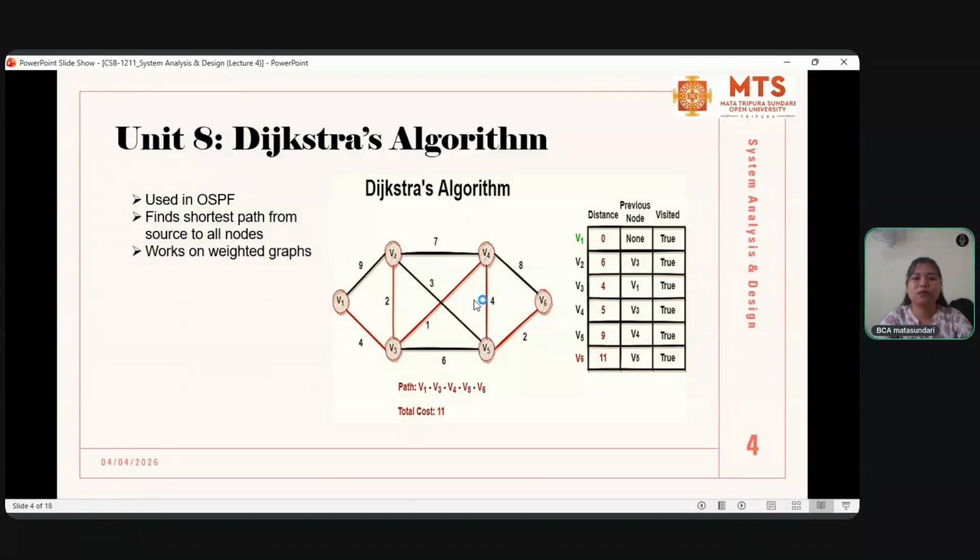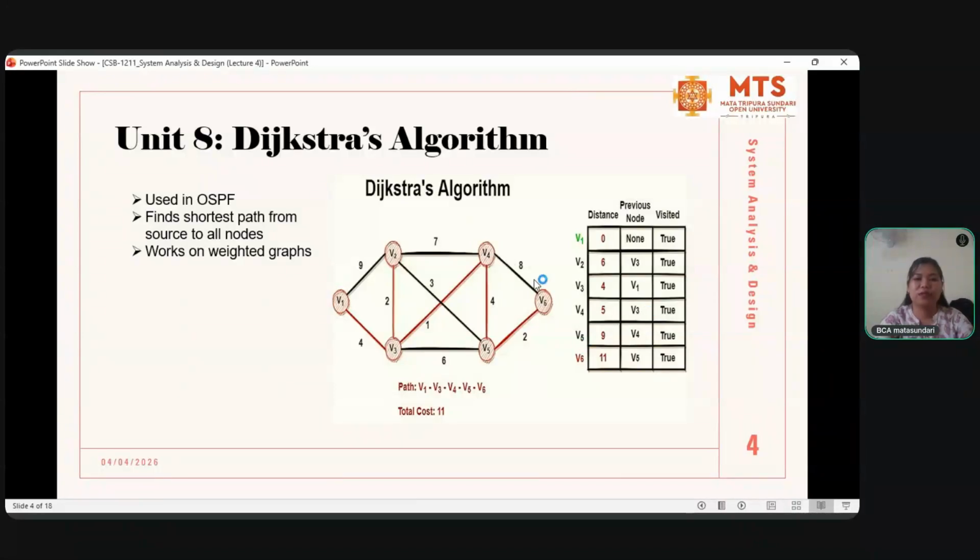So from V1, how to reach V4? Now we'll see V2 to V4 means 6, total 6 plus 7 is how much? 13. From V3 to V4, again V1 to V3 is 4, and from V3 to V4 is 1. So 4 plus 1 is 5. 5 is the minimum compared to 13. So we'll choose 5. We have chosen V3 to V4, where the distance is 5. So previous node is V3, visited, true.